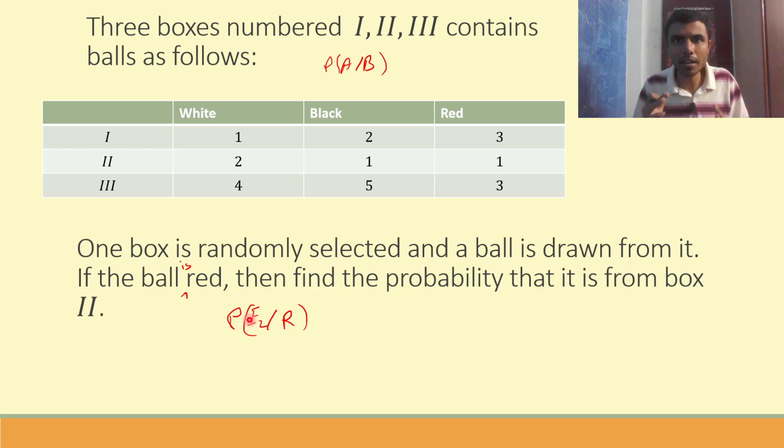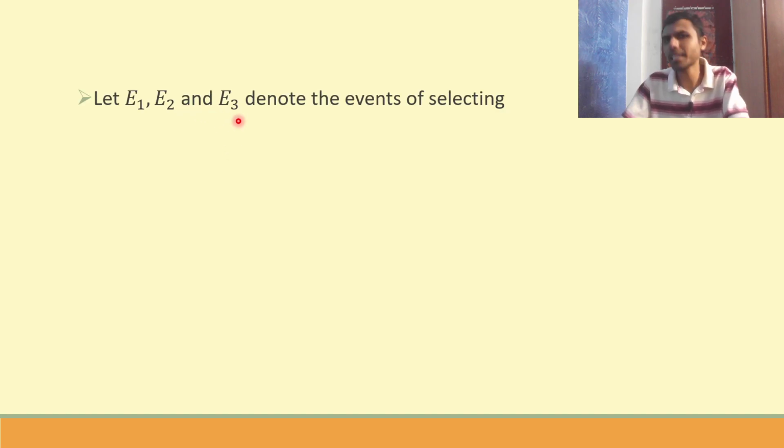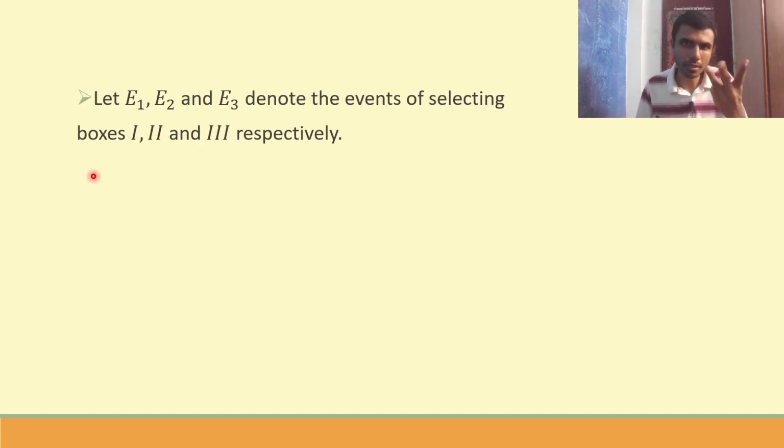I feel I have done justice to some extent at least. Okay, now this is what we have to find out. Now next, let E1, E2, E3 be the three boxes, right? There are three boxes. So I can either select box 1 or box 2 or box 3.